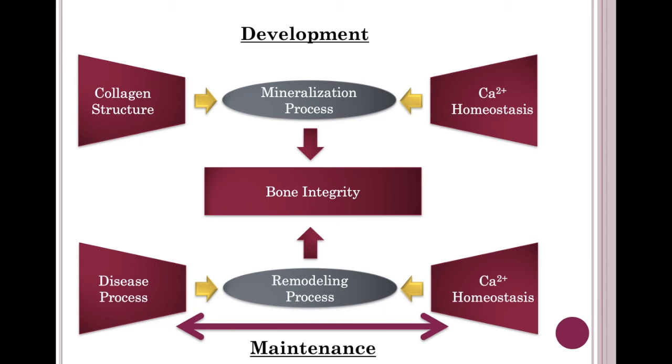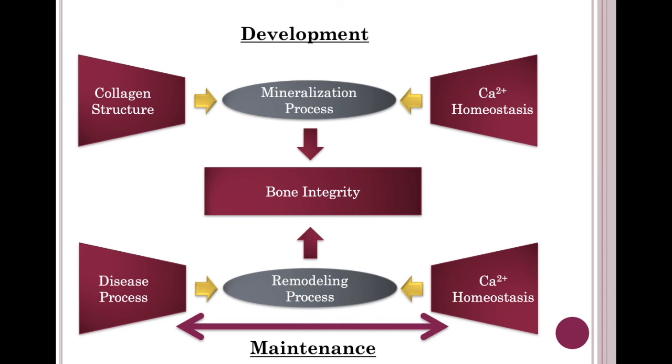And this is just showing some important parts that play into bone integrity. So in the development process, what is important in terms of bone integrity is the mineralization process, and that has to do with the collagen structure and the calcium homeostasis. Osteogenesis imperfecta is a genetic problem that results in a misformed collagen structure, which can affect the mineralization process, which results in poor bone integrity.